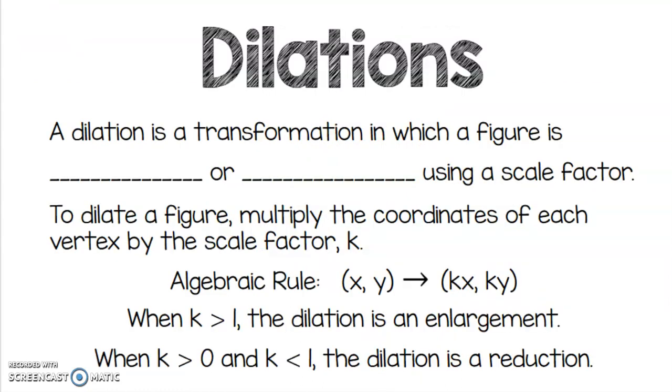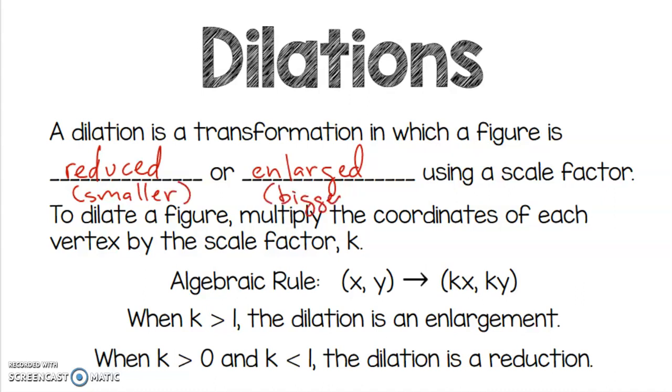So dilations. A dilation is a transformation in which a figure is reduced or enlarged. Okay, so we're either making it smaller, that's what reduced means, or we're making it bigger, which is what enlarged means. And we do this by using a scale factor. And as soon as you see scale factor, you should be thinking multiplication.